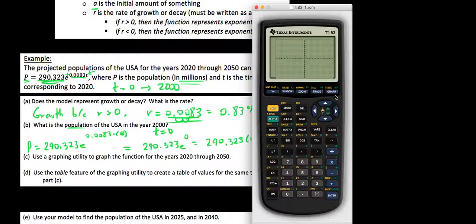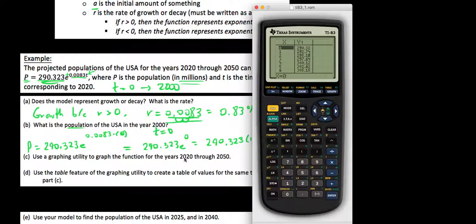And the reason why is just because if I'm reading this as my x-axis is time and my y-axis is population, what I know is if I even were to make a table of this, which we can do, if I go second graph, you're going to see that at year 0 we're already at a height of 290.323, and it's only going to get bigger. And to top things off, we only wanted to look at this from the years 2020 through 2050.